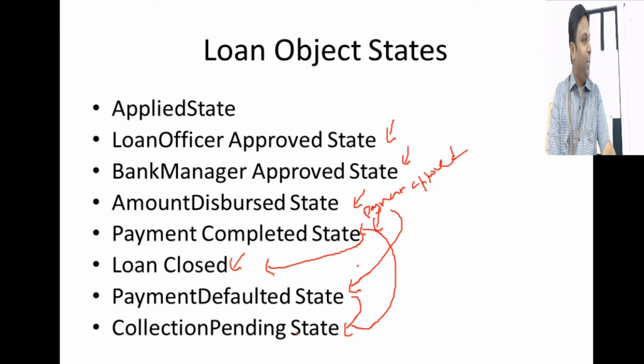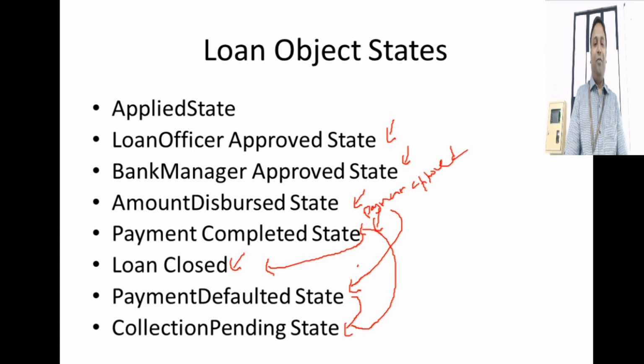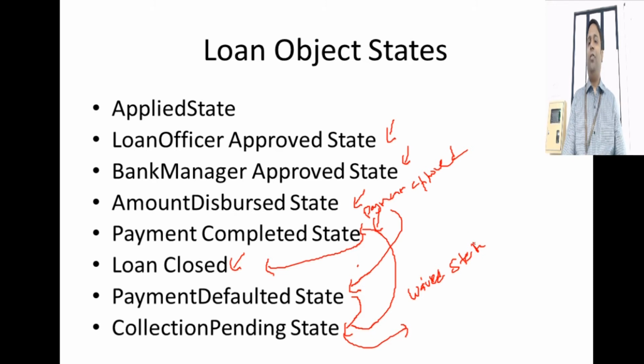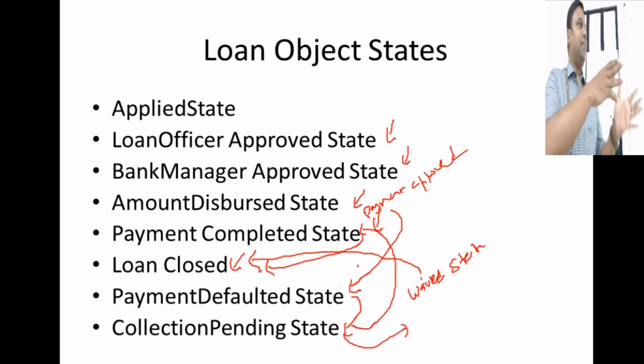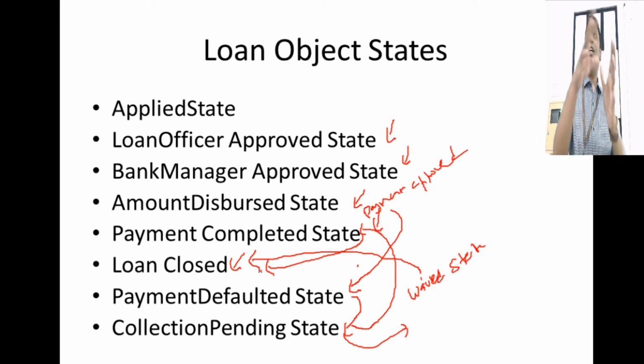If he is not paying at all, from the collection pending state it can go to the waived state. I didn't write this, but let me tell you, loan waiver. We'll waive the loan, and then it goes to the loan closed state. So in all these scenarios, you see there is a starting state and one final state for your object.